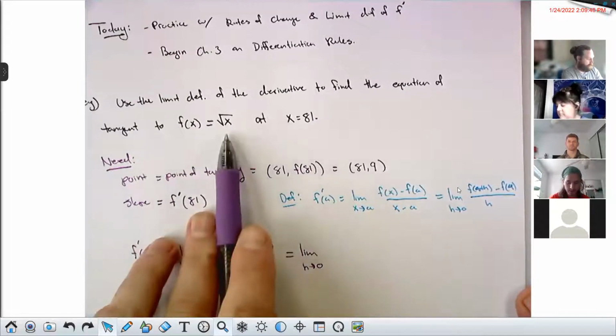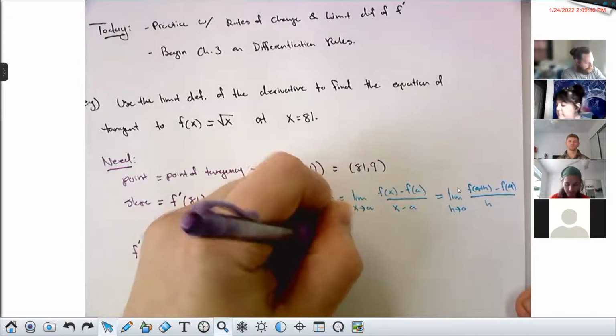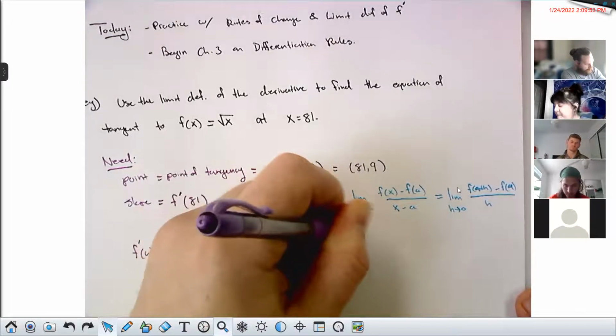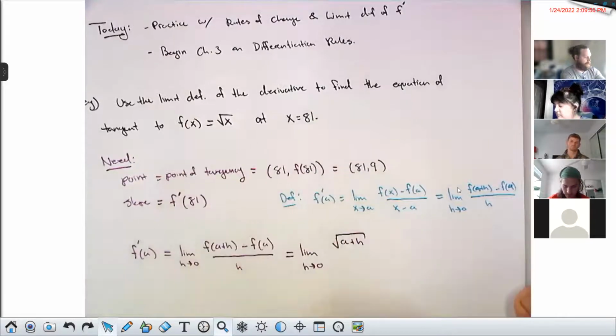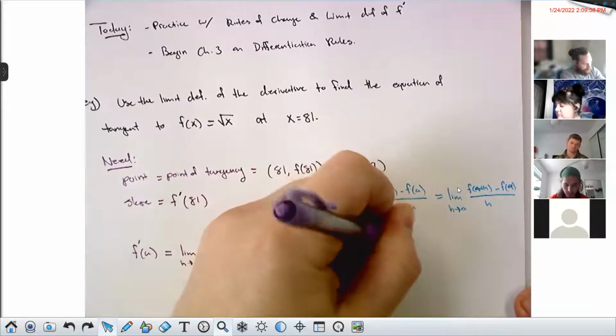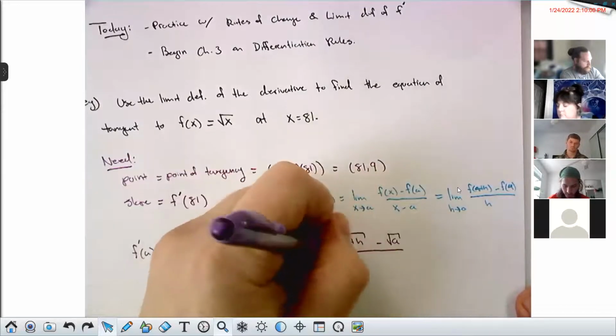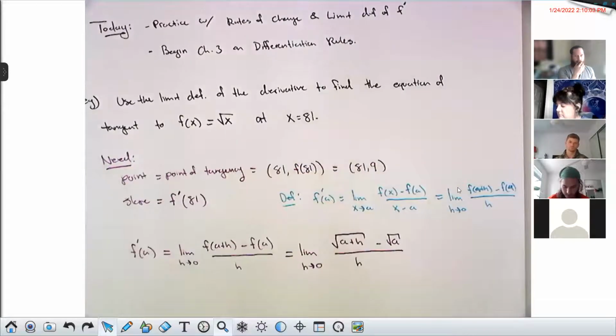So my function is square root of x. So f of a plus h is the square root of a plus h. f of a is the square root of a. And h downstairs is still h. If you try to plug in 0 for h, of course, the bottom is 0. That's a problem. So I can't do that yet. Does anybody remember the algebra trick that we need to handle limits like this, where you've got a square root minus a square root?